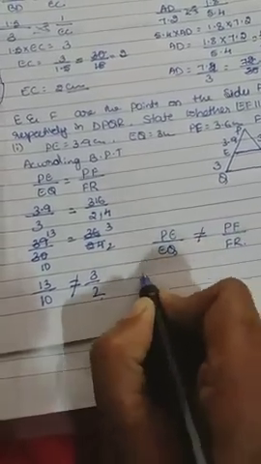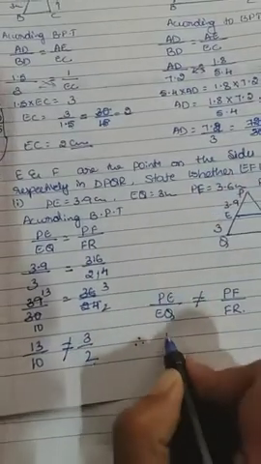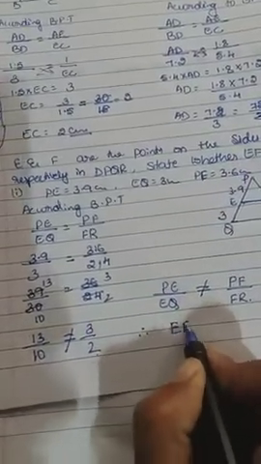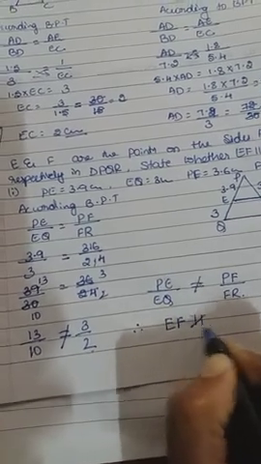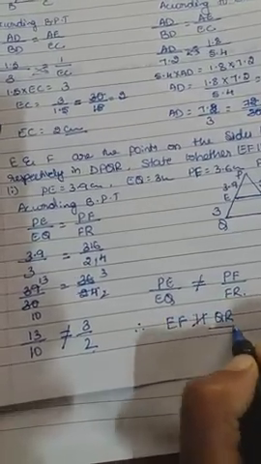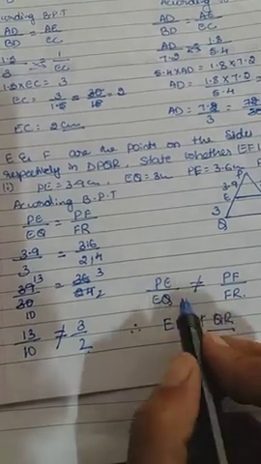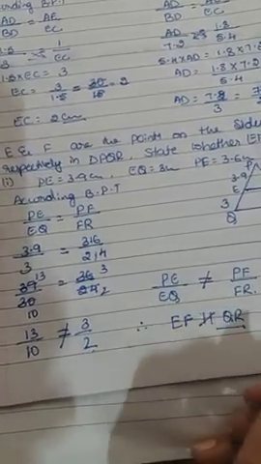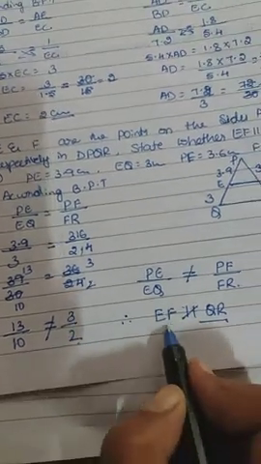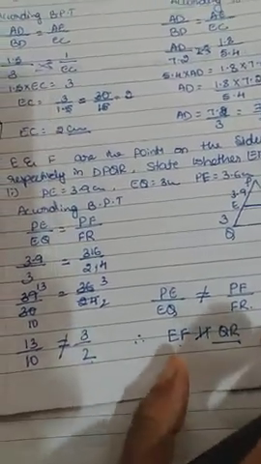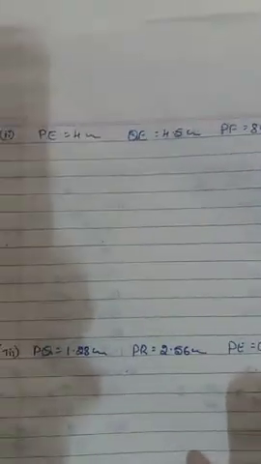Okay, therefore we can write that EF is not parallel to QR. Okay, it's not parallel. If it is equal, we can say EF parallel to QR. So it is not equal, so that's why we can say EF is not parallel to QR. So the next we have to move for this. So that is the second sum actually.